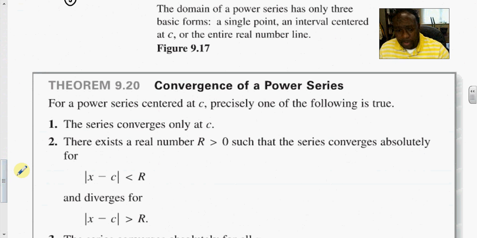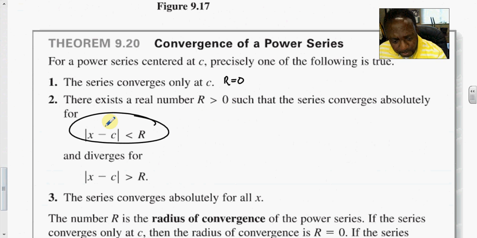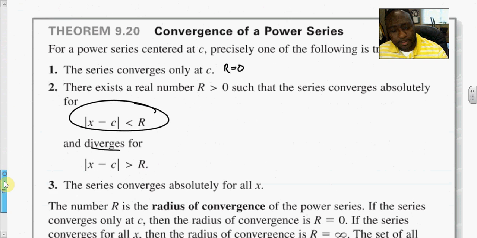So the convergence of a power series, what we said here, the series converges only at a point x equal to c. And so here we say that the radius is equal to 0. Or there exists some number r such that the series converges absolutely. Here, for this particular interval, it will diverge if the absolute value of x minus c is greater than r. Now, how do we get that? I'll let you in on the secret in just a moment.